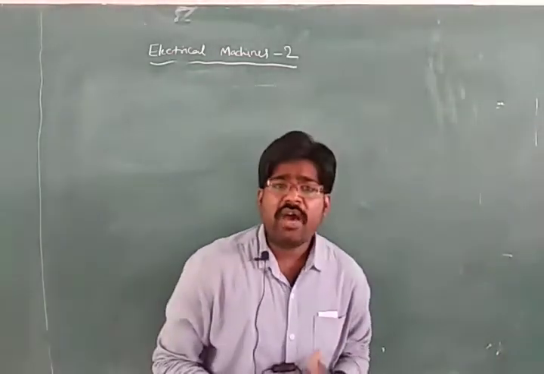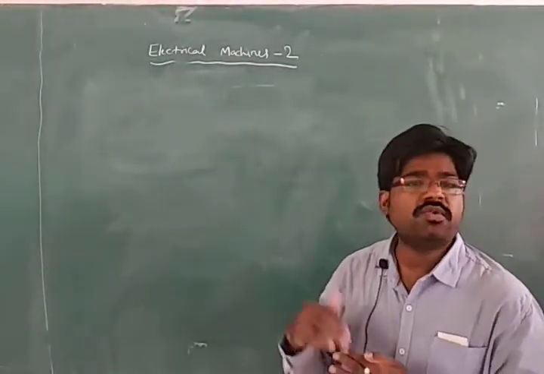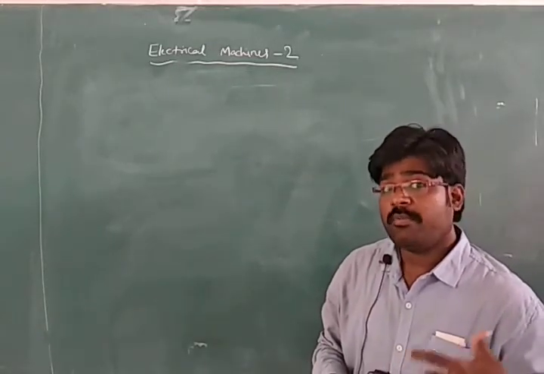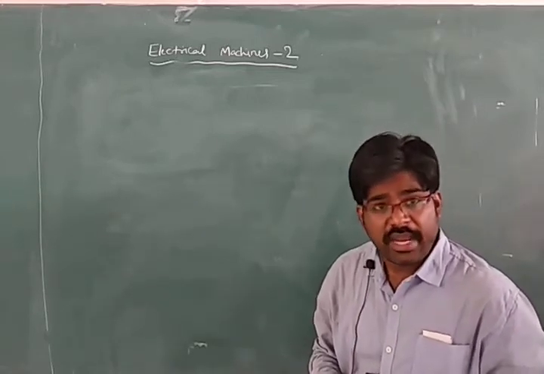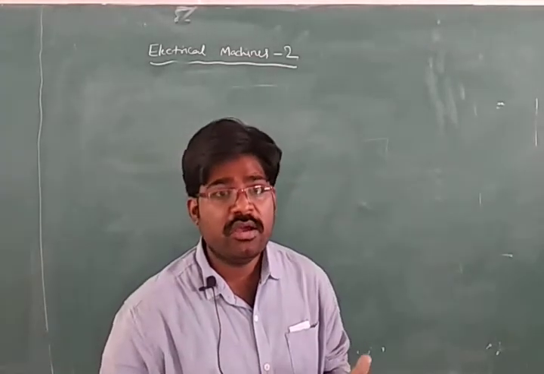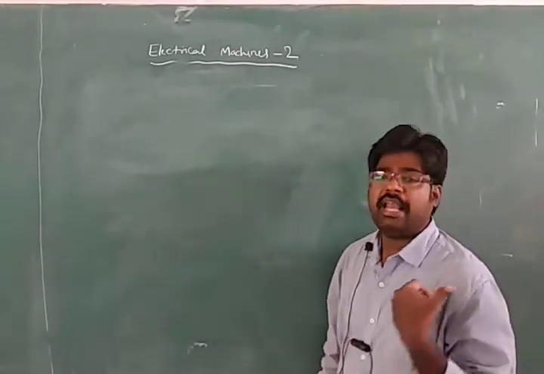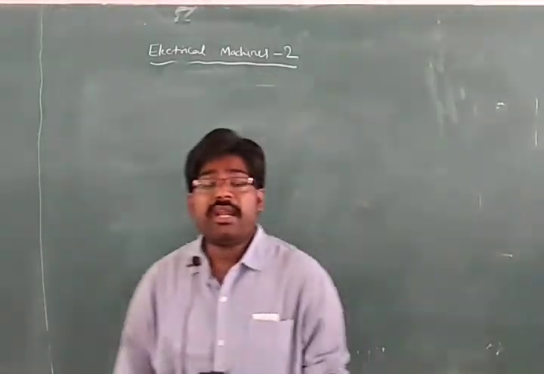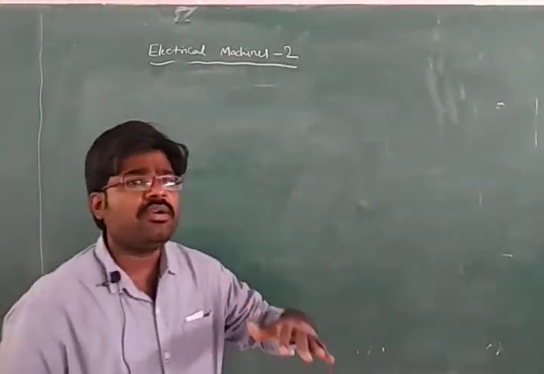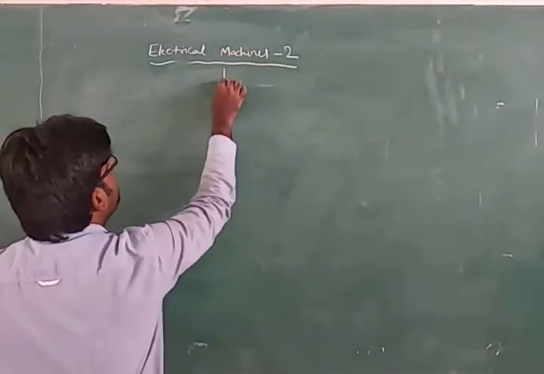As you already know, an electrical machine is a device which converts energy from one form to another form. Depending upon the type of energy conversion, it is classified majorly into two types: one is motor, another one is generator. A motor is a device which converts electrical energy into mechanical energy. A generator is a device which converts mechanical energy into electrical energy. Electrical machines are majorly classified into two types.